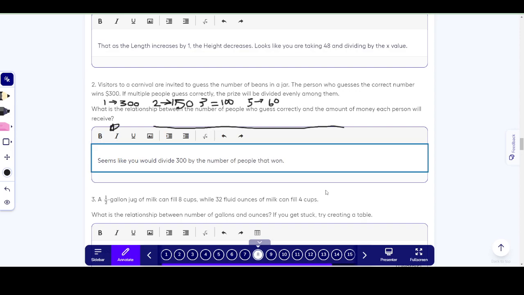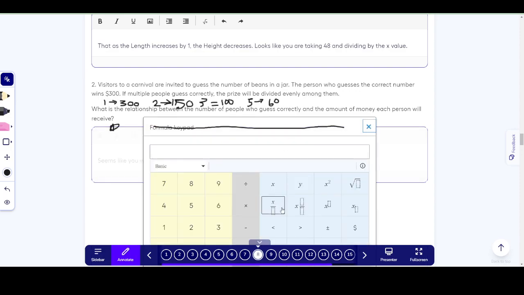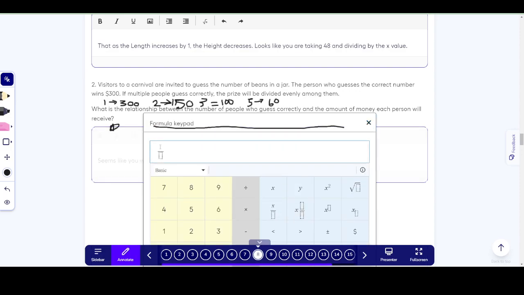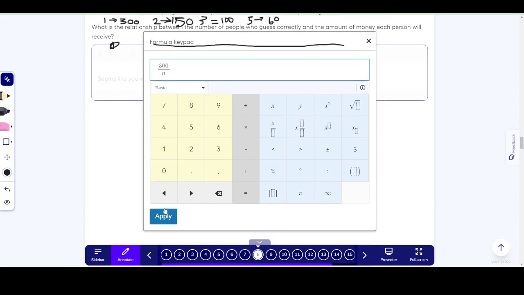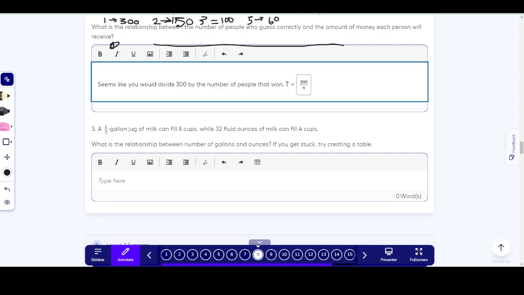Now remember, we're writing sentences here because it is asking you to explain what the relationship is between the two. So then we can say that the amount or total is equal to, and it's going to be a division sign, 300 divided by the number of people. And there's my answer. The total amount is 300 divided by the number of people. And there we go. Easy peasy.